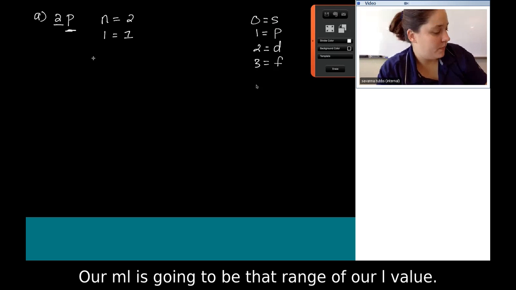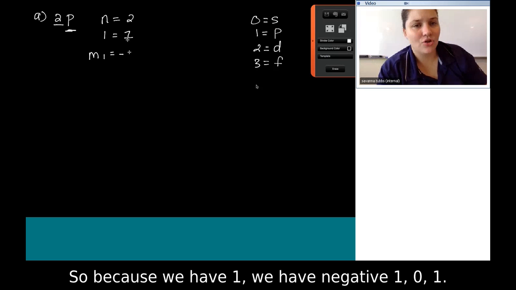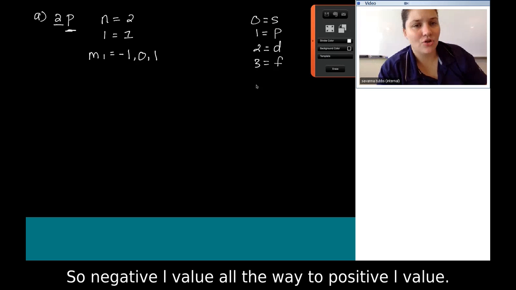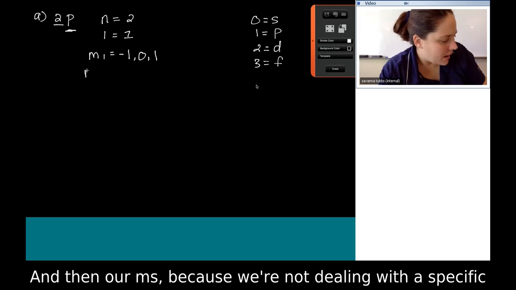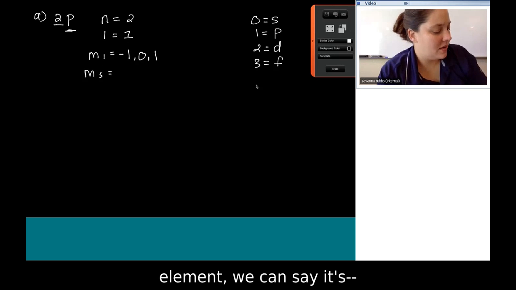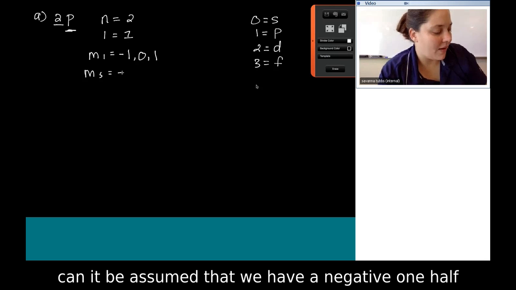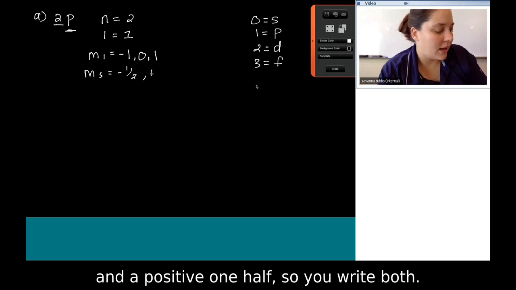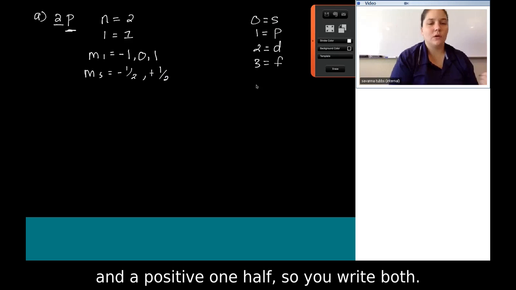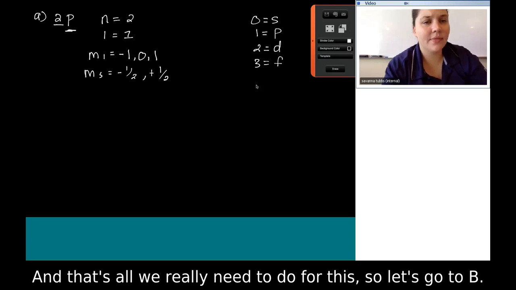Our ML is going to be that range of our L value. So because we have -1, 0, 1, negative L value all the way to positive L value. And then our MS, because we're not dealing with a specific element, we can assume that we have a -1/2 and a +1/2, and you can write both. And that's all we really need to do for this.